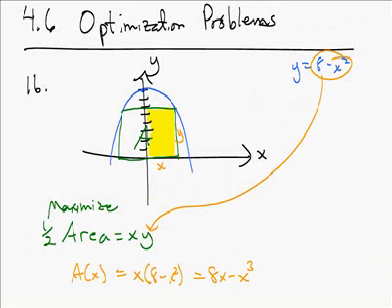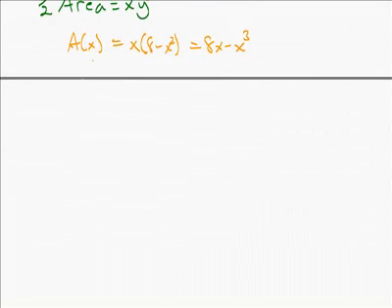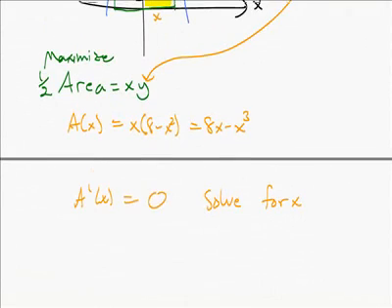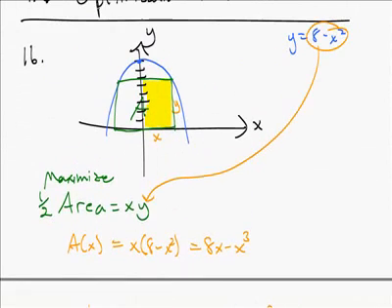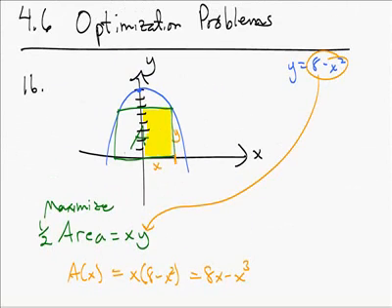You can maximize that by taking A prime of x and setting it equal to 0. Solve that for x. Remember then, to find y, once you solve for x, you'll get looks like a plus or minus, two possible values for x. One will be the positive x, one will be the negative x. Your y value you can get by just taking 8 minus that x value squared. So that's going to be the height of your rectangle.